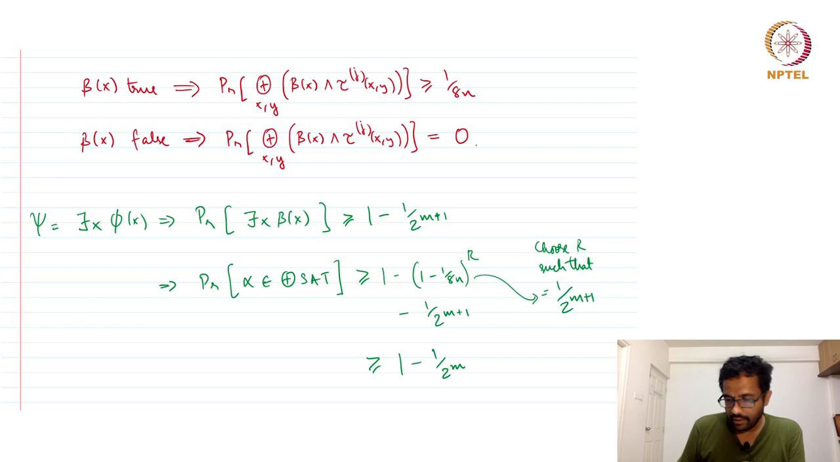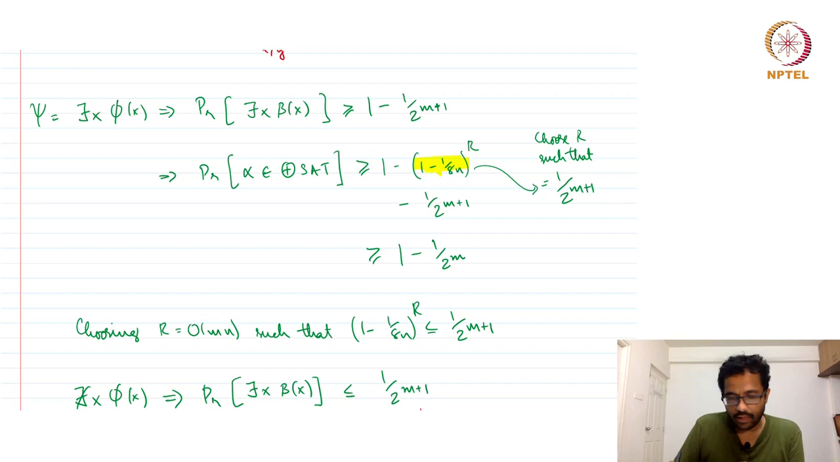And we can choose r such that this first term is also 1 divided by 2 power m plus 1, right? We can choose r, as I have written at the bottom, to be of order mn, such that 1 minus 1 divided by 8n whole power r is 1 divided by 2 power m plus 1. So this can be done. And 1 divided by 2 power m plus 1, and again 1 divided by 2 power m plus 1, you add that up to get 1 divided by 2 power m. So the whole probability that psi is a yes instance and yet alpha is a no instance is 1 divided by 2 power m. So that is the probability of success when psi is true.